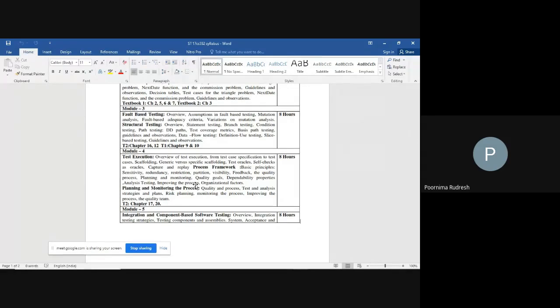Next, how to specify the test cases, that you are going to study. Next, you are going to study about scaffolding. Next, generic versus specific scaffolding, test oracle.